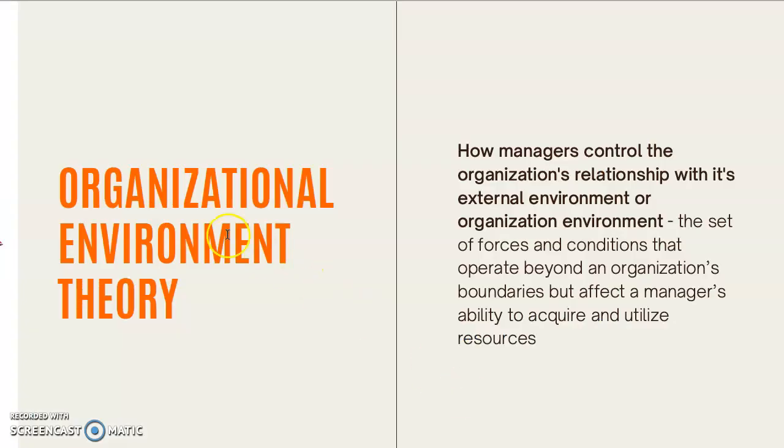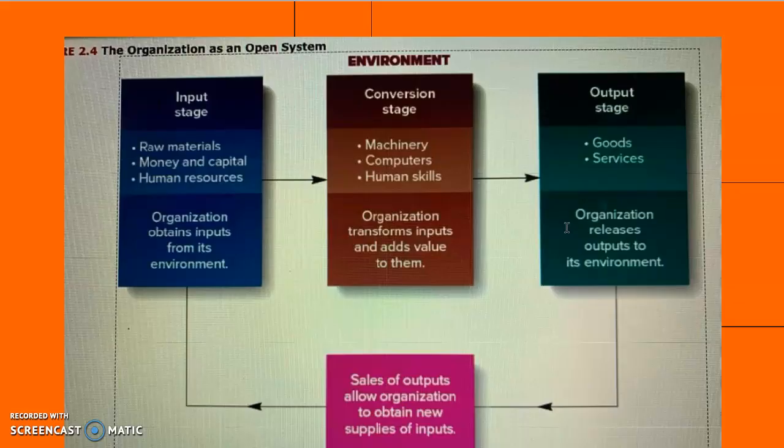Next, we go to the organizational environment theory. Actually, it's talking about how the managers control the organization's relationship with its external environment. So this one is the organization as an open system. The open system view was developed by Daniel Katz, Robert Kahn and James Thompson around 1960. These theories view organizations as open systems: a system that takes in resources from its external environment and converts them into goods and services, which are then bought by customers. So generally this is the open system view.